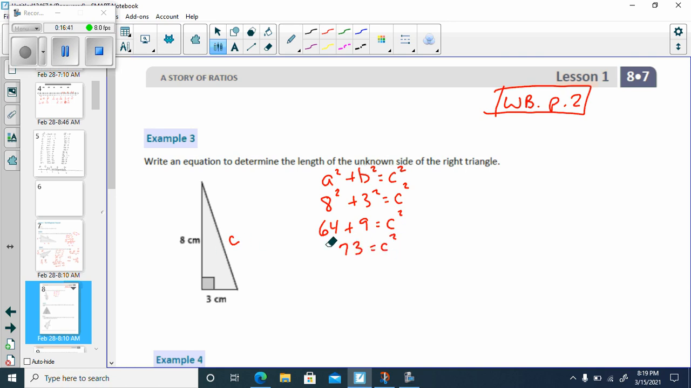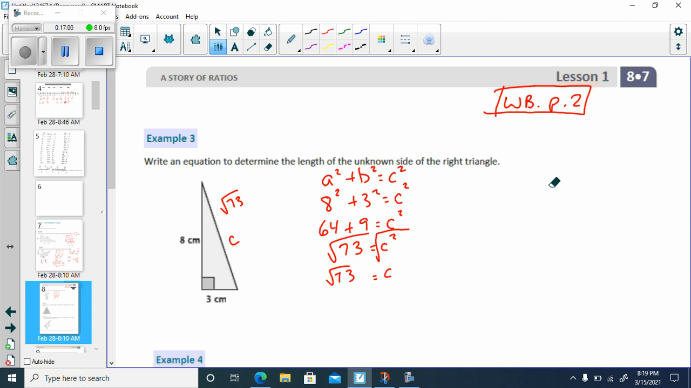We're not looking for c squared. We're looking for c. So we find the square root on each side. Your c is equal to the square root of 73. Okay, we need something a little better than that so we can get an approximate value. What two integers could this be between? What two whole numbers could it be between?